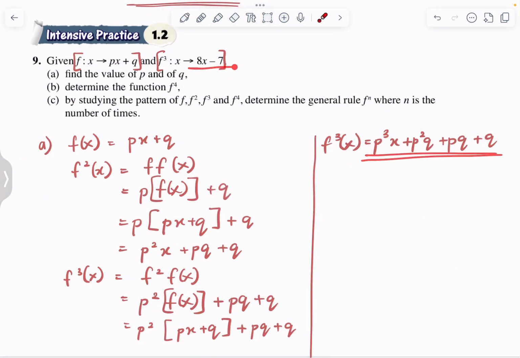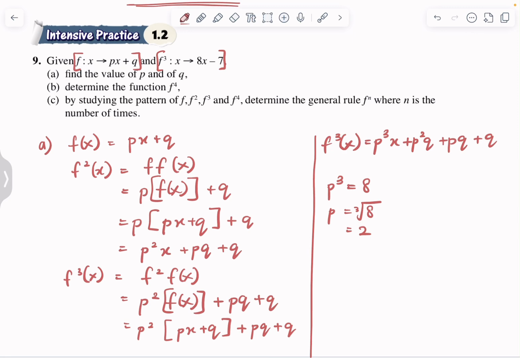This is the version of f cube x they gave us. You just have to compare. Okay, how to compare? You find for x. So only this term got x, right? So the coefficient of this x will be the coefficient of this x. Therefore, p cube will equal 8. So if p cube is 8, p is the cube root of 8, which will give us 2.